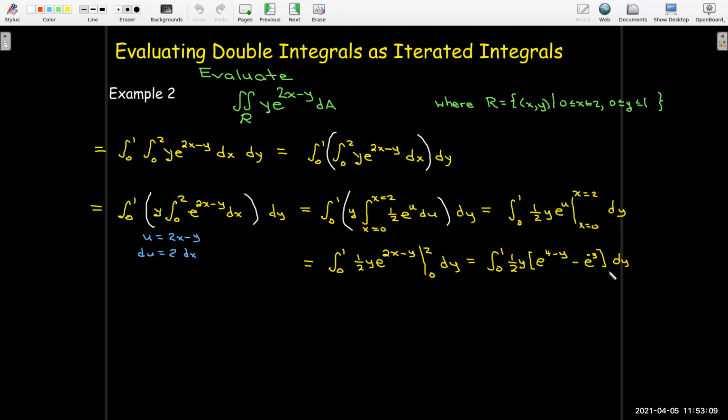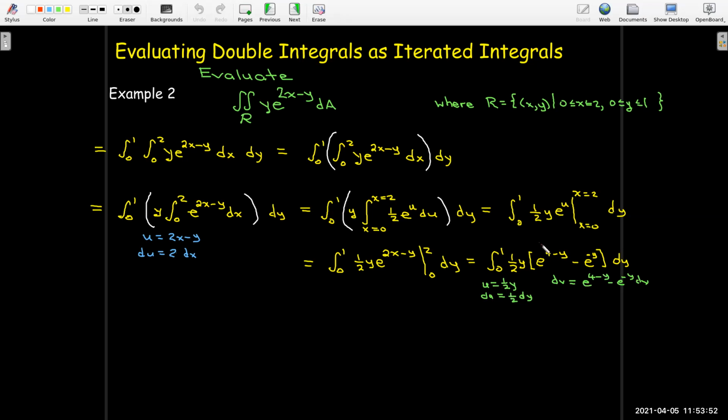Now with what's left over, I'm going to have to use a different technique of integration. I'm going to have to use integration by parts. Remember that has that formula u times v minus the integral of v du. So let's start with our u, and remember these are kind of the simplest integration by parts. We have a polynomial times a transcendental, like an exponential. The polynomial is always going to be u. Du in this case is half dy.